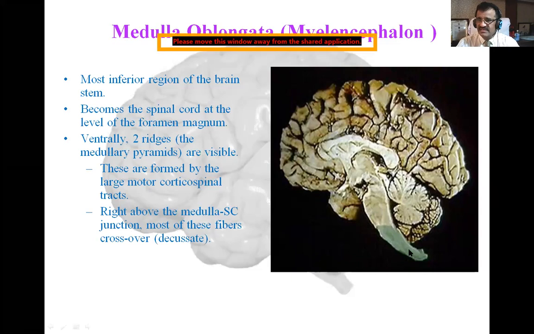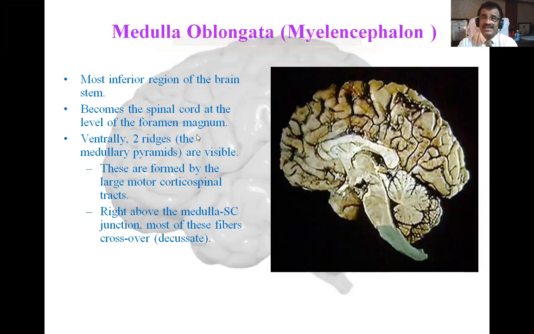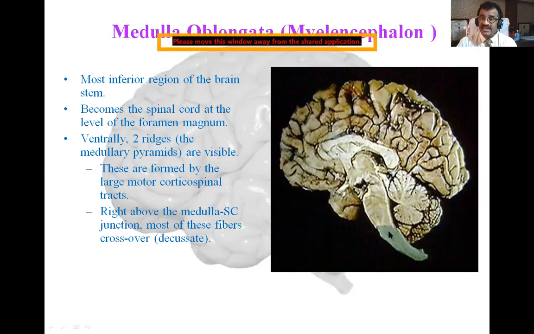You can see in this image here, the brainstem. It becomes the spinal cord at the level of the foramen magnum. Ventrally, two regions, the medullary pyramids, are visible. These are formed by the large motor corticospinal tracts. And right above the medulla-spinal cord junction, most of these fibers cross, that is decussation.